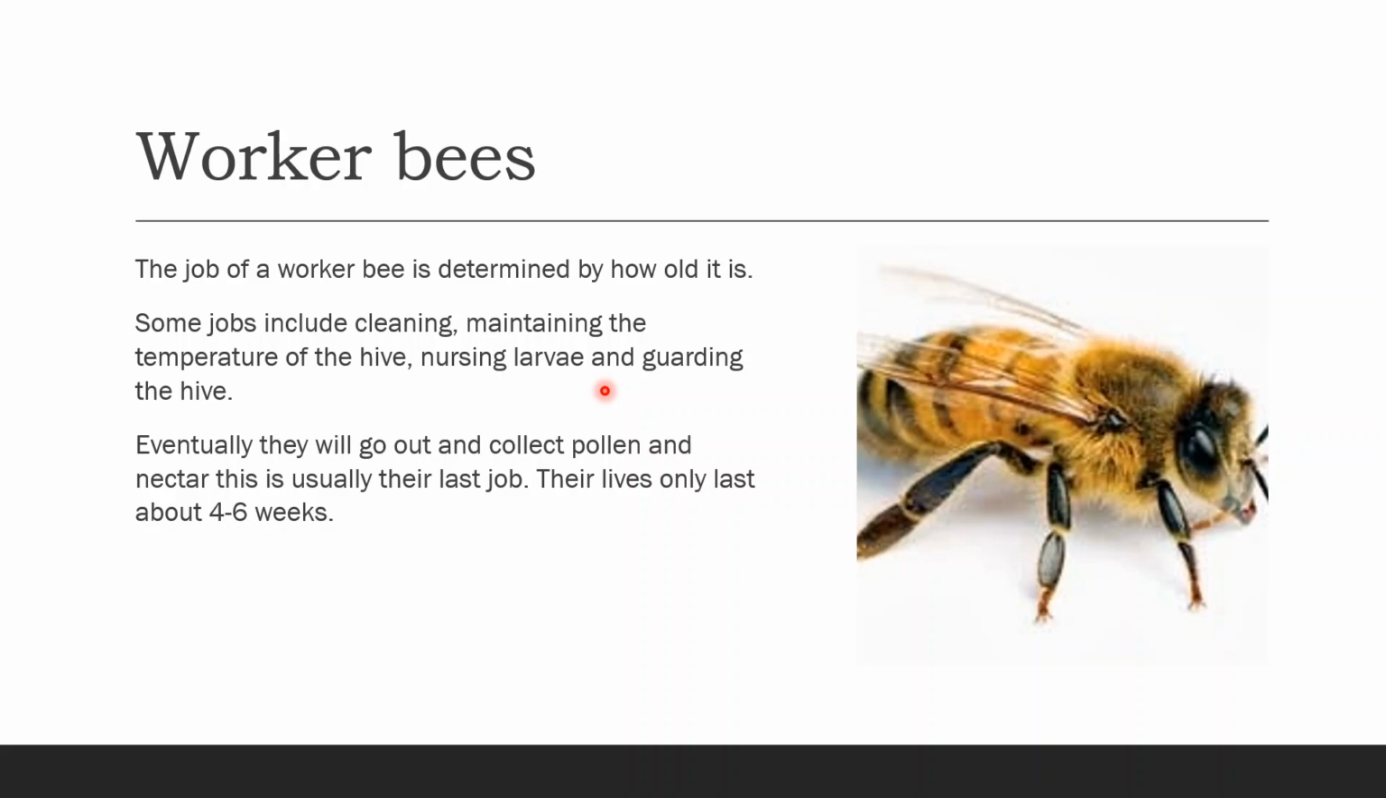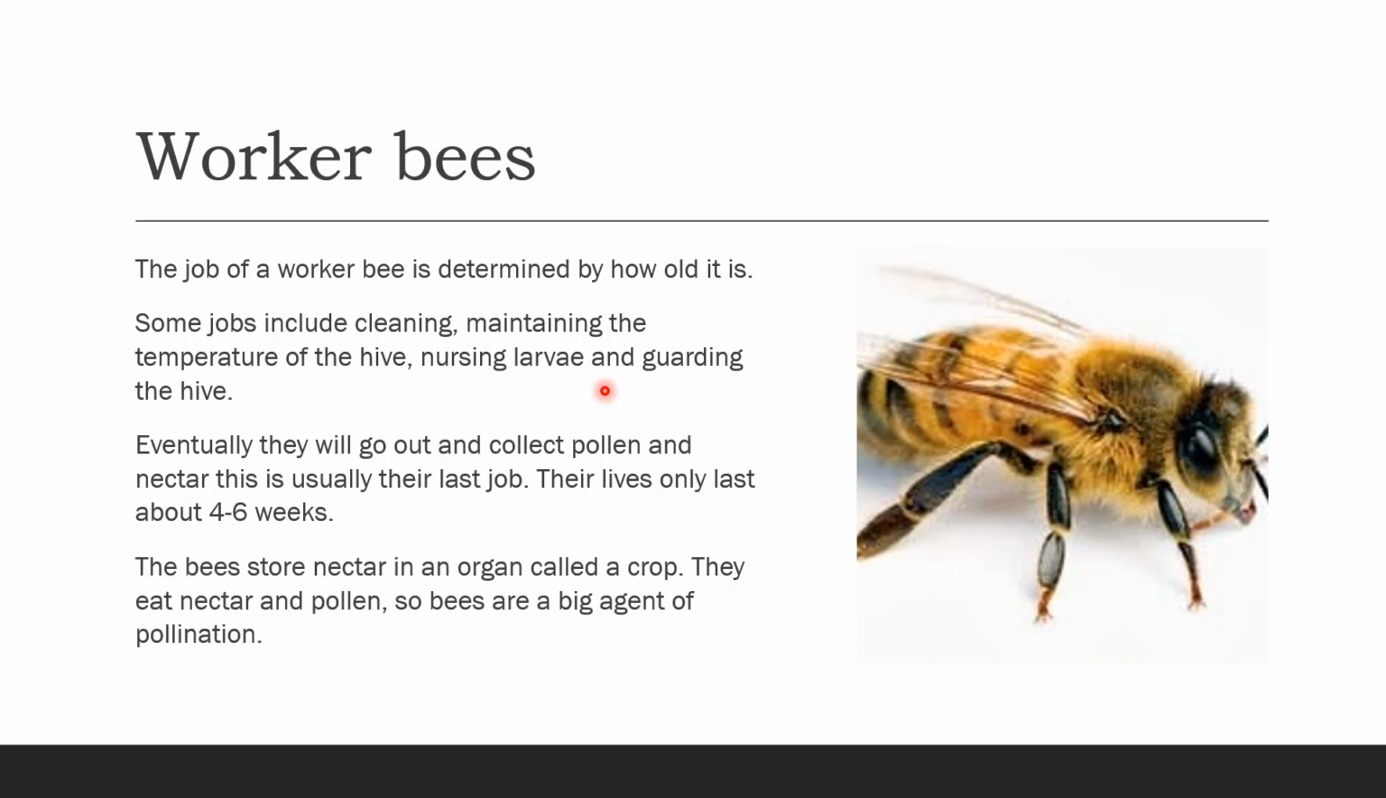So if you see a bee coming around you, more than likely that bee is 4 to 6 weeks old, and it's doing its last job it's going to have. Now, it can go out and collect pollen and nectar basically as many times as it wants to, before it will end up dying eventually. Bees store the nectar in an organ called a crop. And so in the bee, there is a sac-like organ called the crop that basically acts like a bag that holds the nectar and pollen.